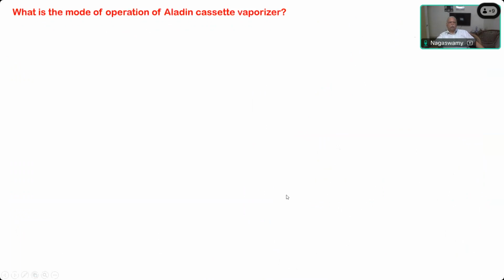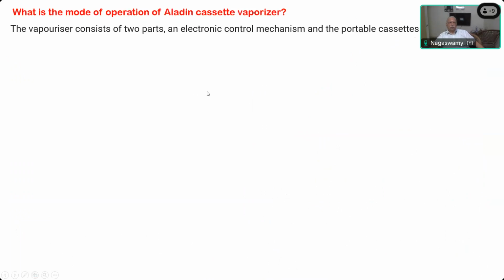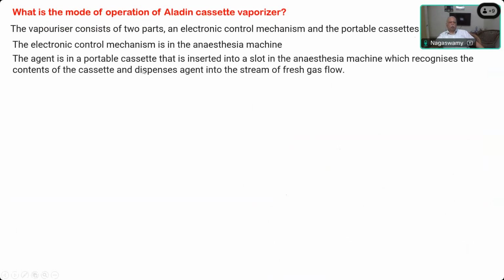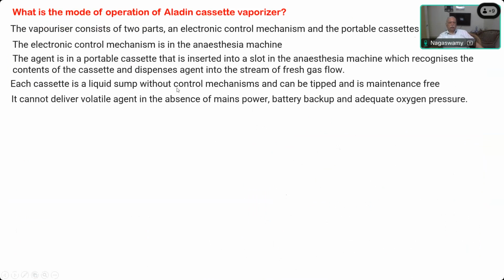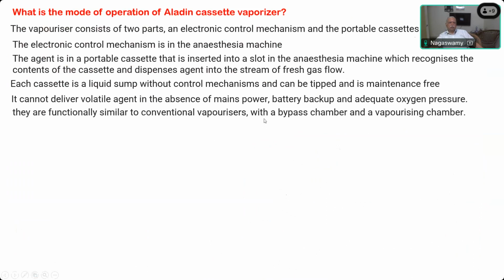So what is the mode of operation of Aladdin? It has two parts. One is the electronic control and the other is the portable cassette. The electronic control mechanism is in the anesthesia machine. The portable cassette is one which you can remove and fit according to the agent that you want to use. Each cassette is nothing but a liquid sump with a control mechanism, and it can be tipped. You can tip it upside down, and it is maintenance free. It can deliver the volatile agent in the absence of mains power with battery backup or adequate oxygen pressure. They are functionally similar to conventional variable bypass vaporizers.